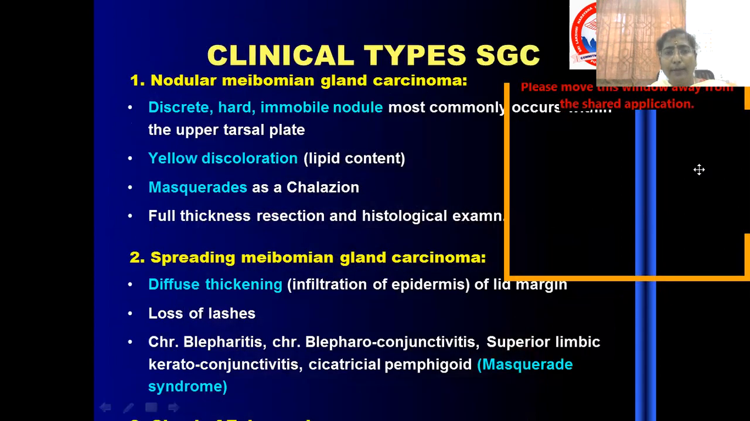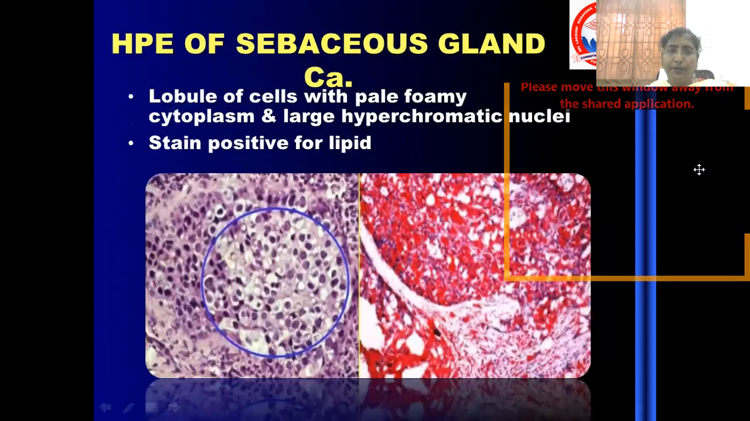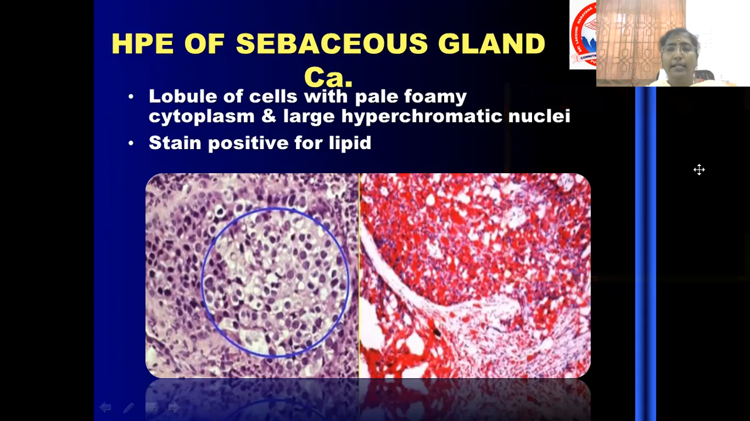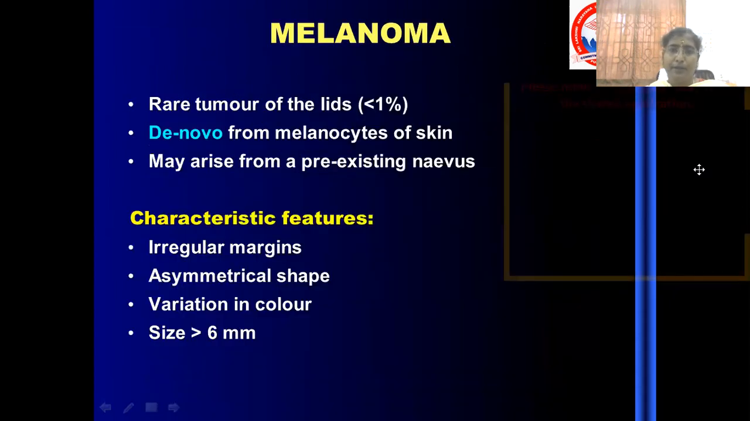Clinical types include nodular meibomian gland carcinoma, which is a discrete, hard, immobile nodule. Another type is the spreading type, which has diffuse thickening, loss of lashes, and it behaves like chronic blepharitis. HPE shows lobules of cells with pale, foamy cytoplasm and large hyperchromatic nuclei, and it stains positive for lipids.